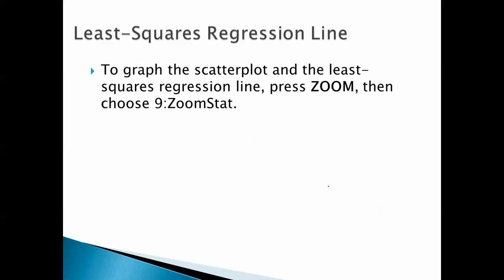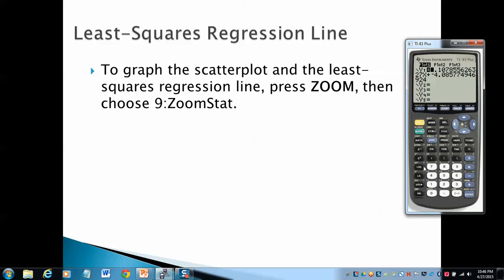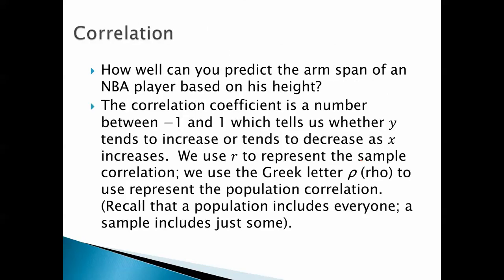Okay, so now to graph the scatter plot and the least squares regression line, press Zoom and then choose 9, Zoom Stat. Okay, so what we want is Zoom. Let's quit first. Sorry, you got to quit first. Okay, and then do Zoom, and then 9 is Zoom Stat. I'm just going to press 9. That'll do it. There it is. Isn't that cool? So that plots your least squares regression line. And that was pretty close to what we had estimated earlier. So that's the line that best fits the data.